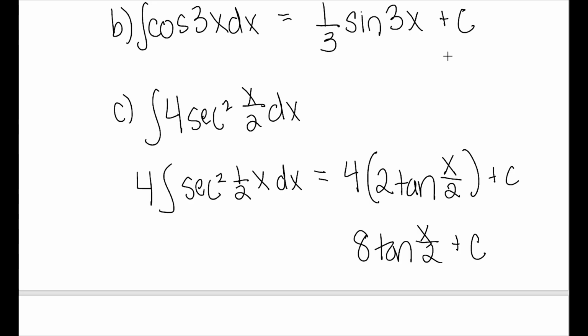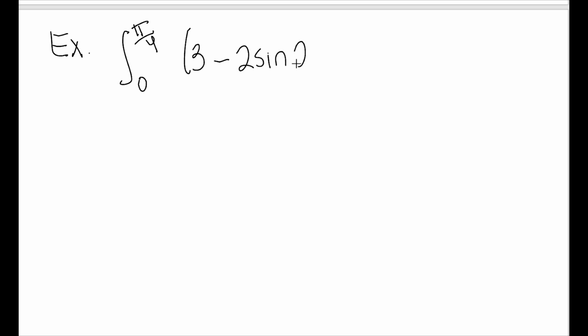So those were indefinite integrals. It's not between any two given x values, so that's why we're adding the c, so don't forget that. But let's look at an example of a definite integral. So we're integrating between 0 and pi over 4 radians for 3 minus 2 sine 2x.